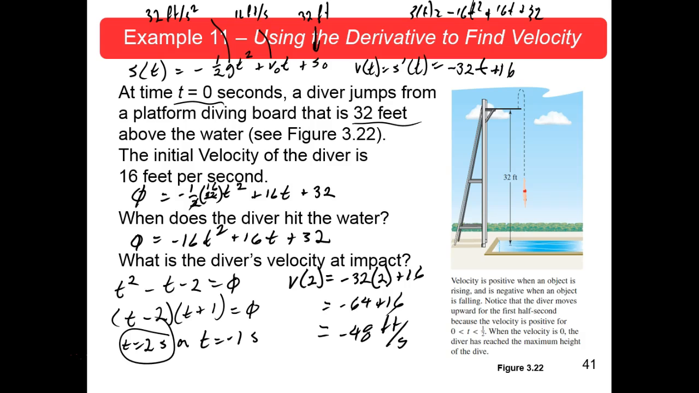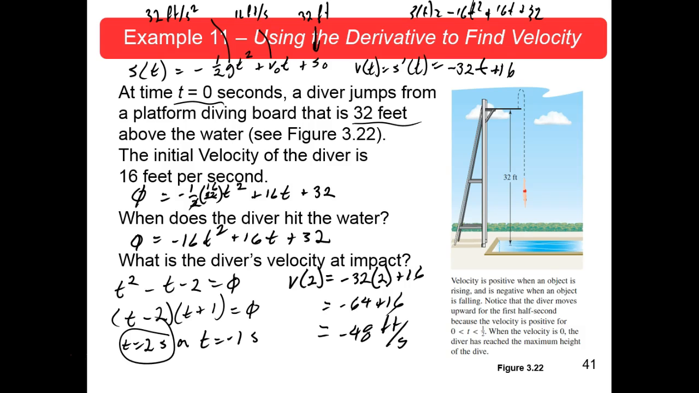Feet per second. That's because the first term there was 16 feet per second squared. When I took the derivative, that made it 32 feet per second squared, and 16 was feet per second. So this comes out feet per second. It's multiplied by t, 2 seconds, and that wiped out one of the seconds. So that means it's going negative 48 feet per second toward the water.